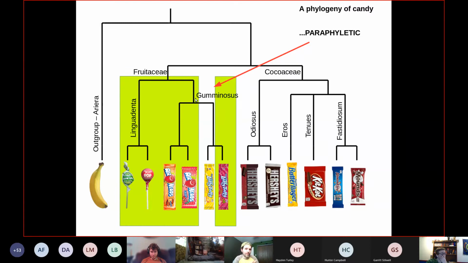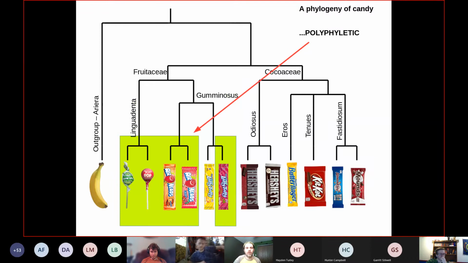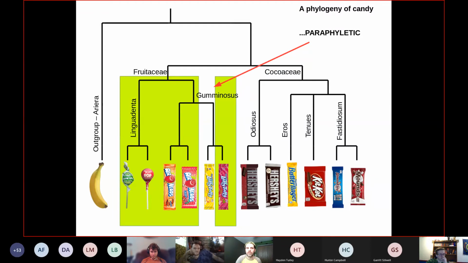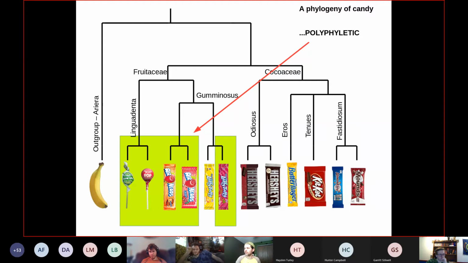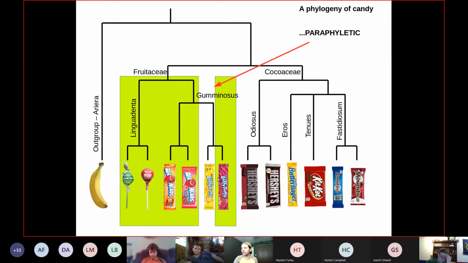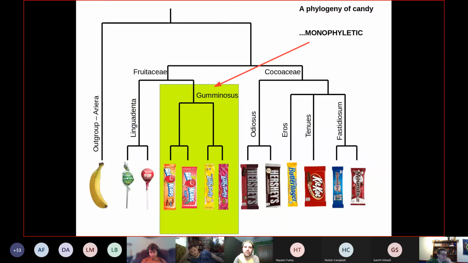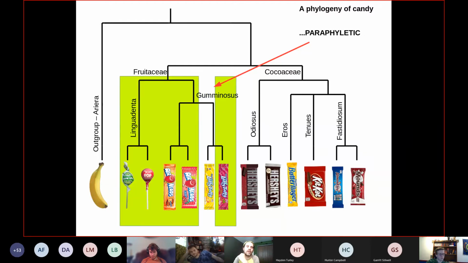Now, polyphyletic is pretty much the same thing. I'm not too concerned about the difference between para and polyphyletic. Polyphyletic is just when you don't count the ancestral states as well. And so we're just looking at these groups here. Okay, so it's the same kind of mistake, evolutionarily speaking, as paraphyletic. I'm much more interested in the distinction between monophyletic and not monophyletic.